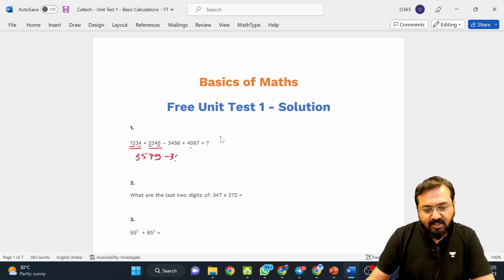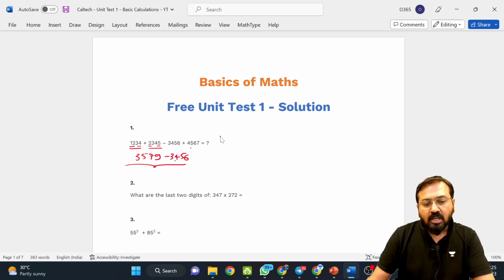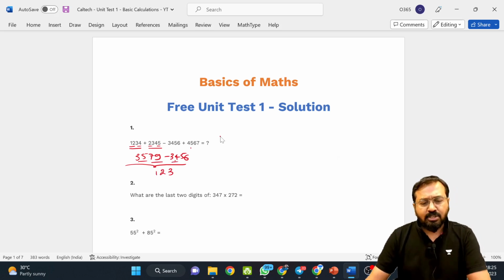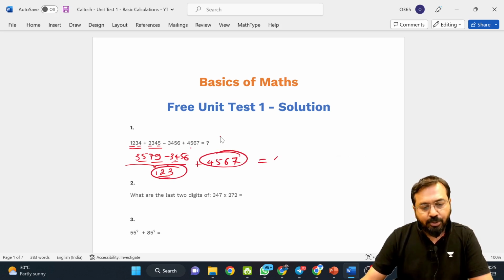Minus 3456. So let's solve this part first. 3579 minus 3456, we can easily make out this is 123, because 3500 minus 3400 is 100, and 79 minus 56 is 23. I'm doing simple calculation, okay? And we need to add this 123 to 4567. So 123 plus 4567 is going to be 4690. So this is the answer for the first question.